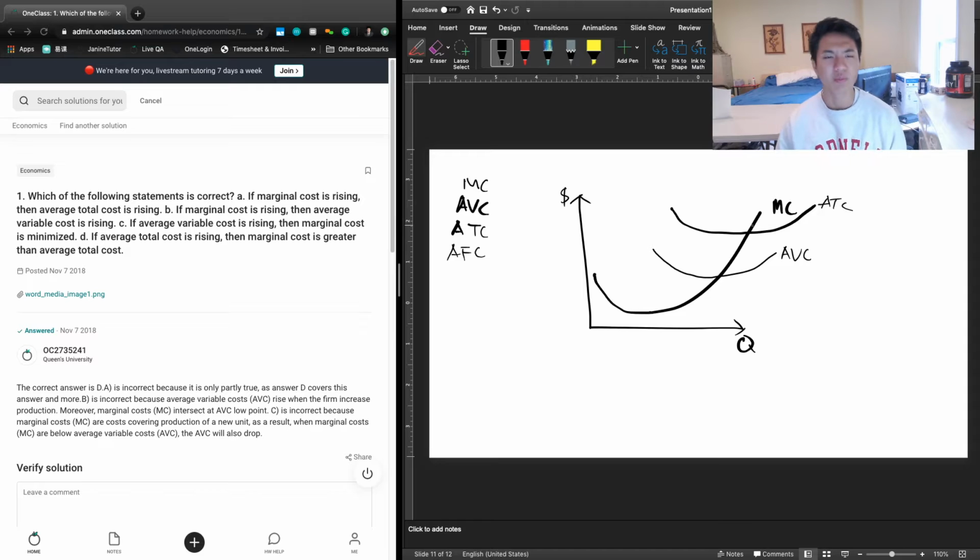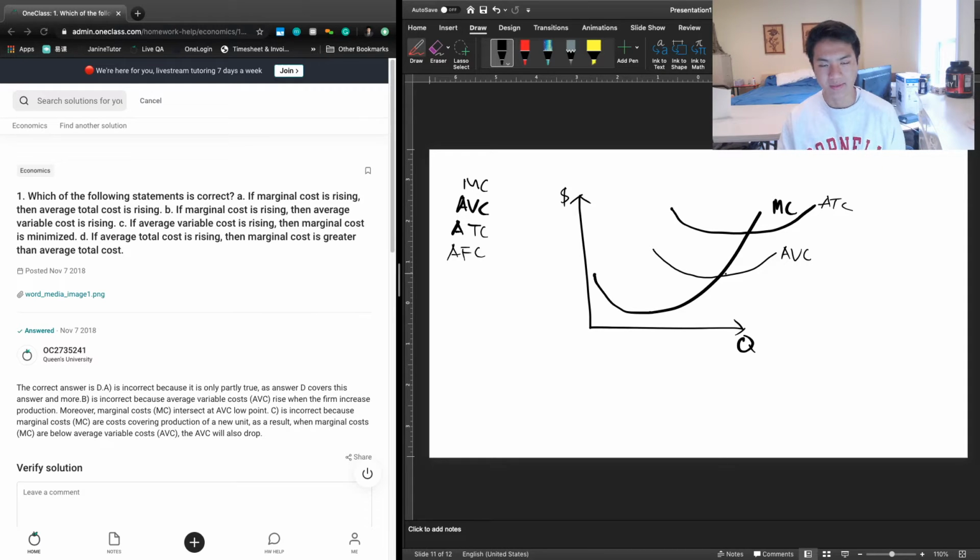B says if marginal cost is rising, then average variable cost is rising. And again, we see that's not necessarily the case. There's this period here where marginal cost is rising, but it's below average variable cost, and therefore AVC is still decreasing. And so that's not going to be the right answer.